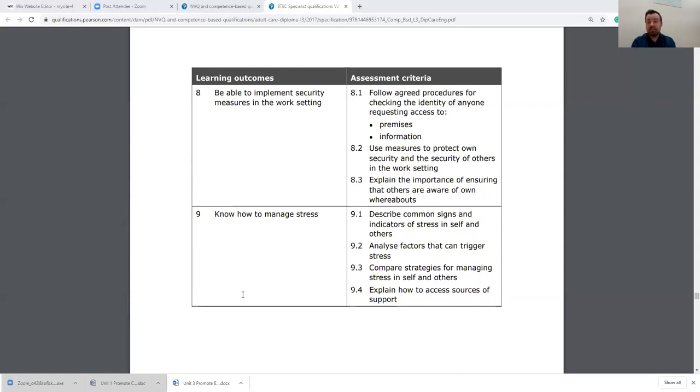8.3 is about explaining the importance of ensuring that people know your whereabouts in the workplace. So, not that we want to keep an eye on everybody, but we do have a duty of care to know where you are at all times. So, in care homes, if there was an incident or an accident or an emergency, people would know where to find you. Equally, if you're working alone, it's important that you have a system for checking in and checking out of places, because we need to make sure that we know you're safe.